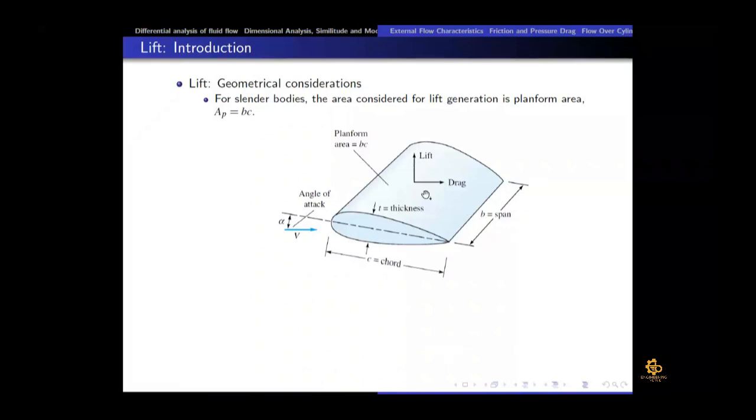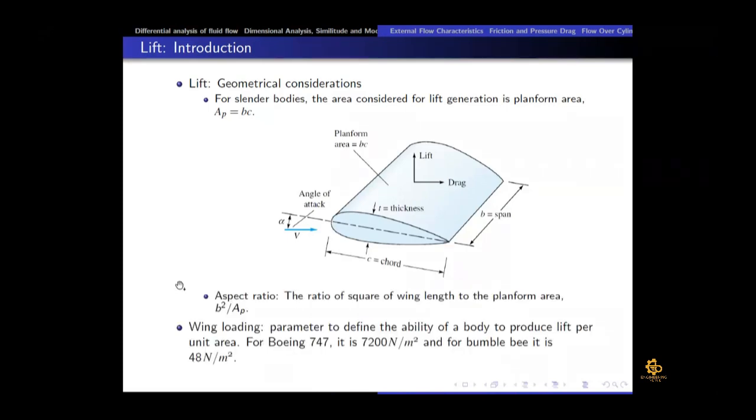And this is the aerofoil shape we talk about, right? So lift force is perpendicular if the flow is coming from here. This is the leading edge, this is the trailing edge. Okay, and then aspect ratio: the ratio of the square of the wing length, B square, which is the span, divided by planform area, which is the product of chord into length of that wing.